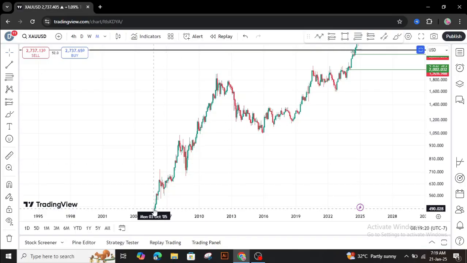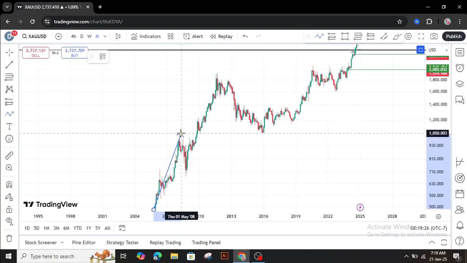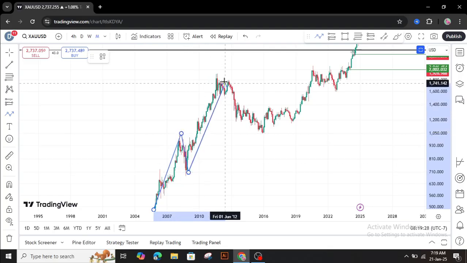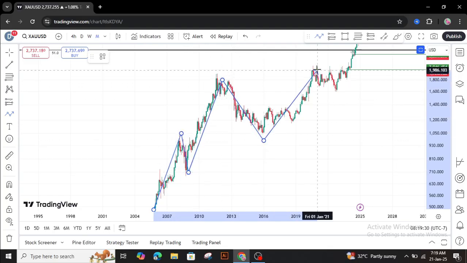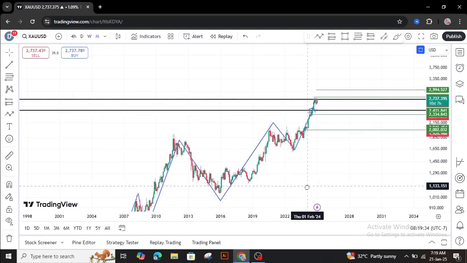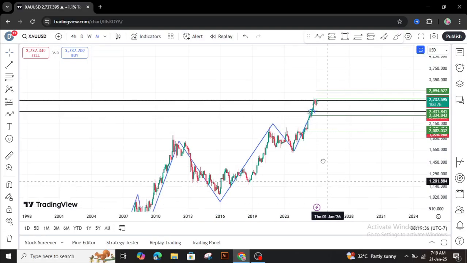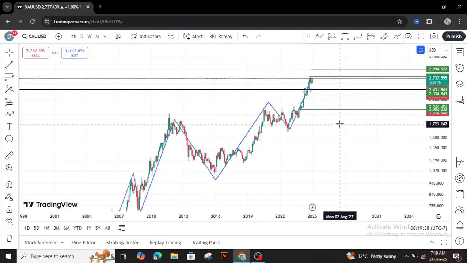a pattern for uptrend. Okay, higher highs, higher lows, higher highs, higher lows, higher highs, higher lows, another higher high now going on. So this is what we call an uptrend, because the price is moving up.